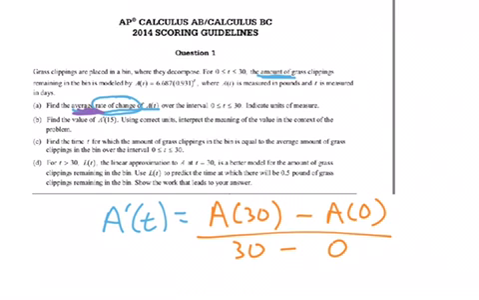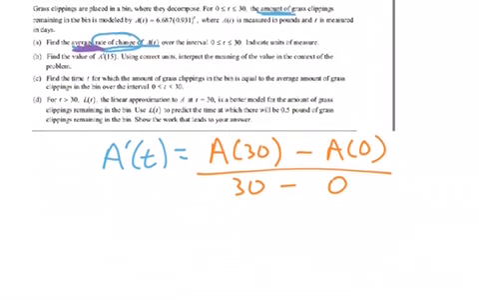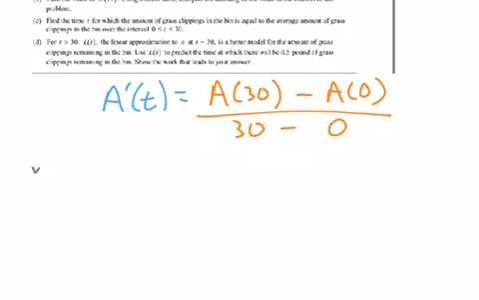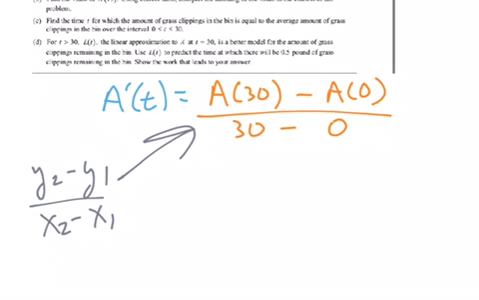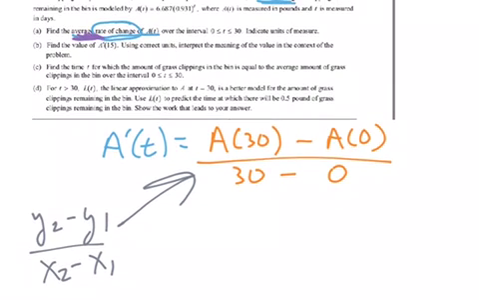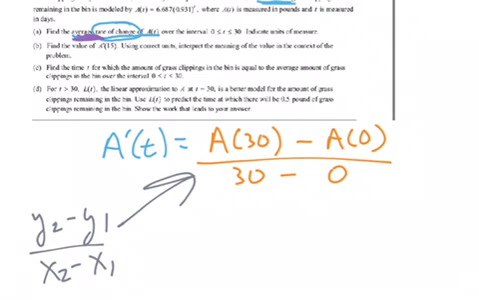A of 30 is the same thing as saying y2 minus y1 over x2 minus x1. So that's all we have to do. Substitute those values into the calculator and we'll get our answer. If you substitute in correctly, this will give you roughly negative 0.197 pounds per day.